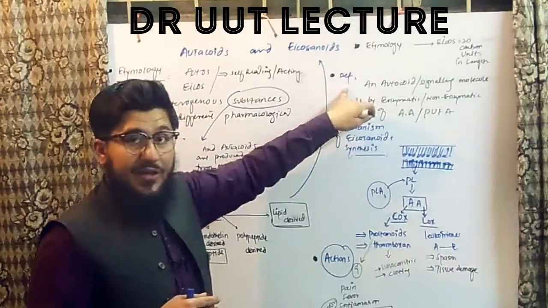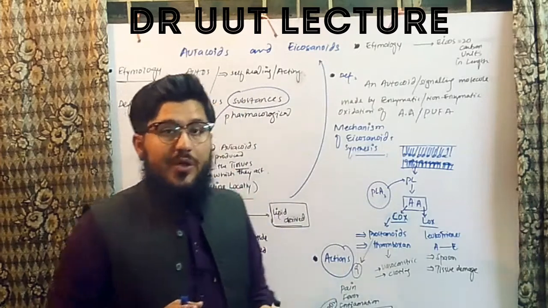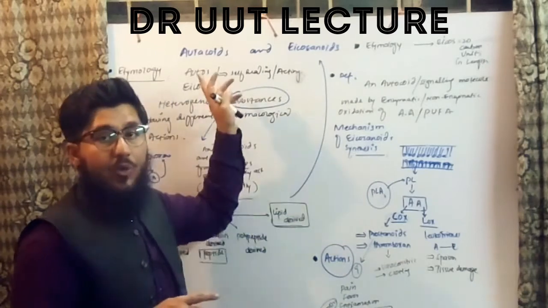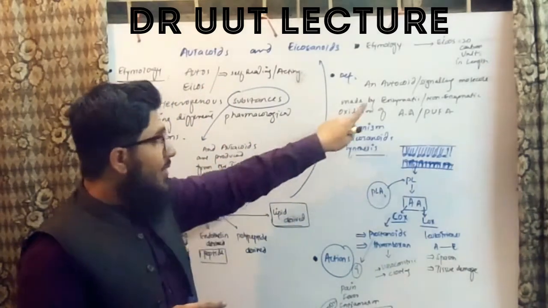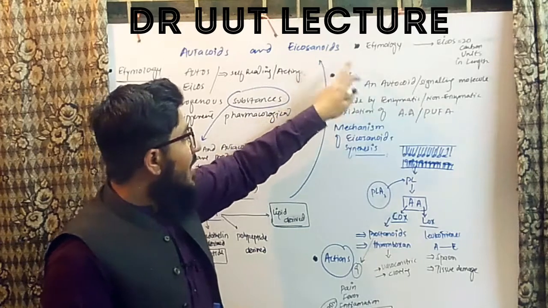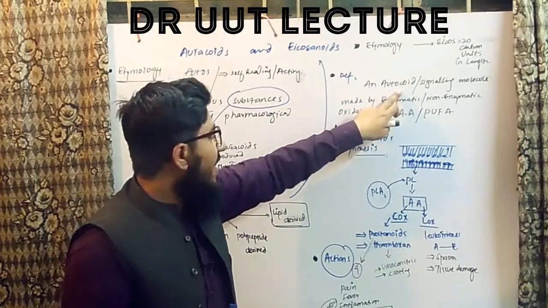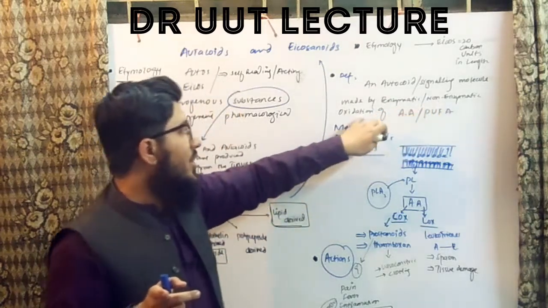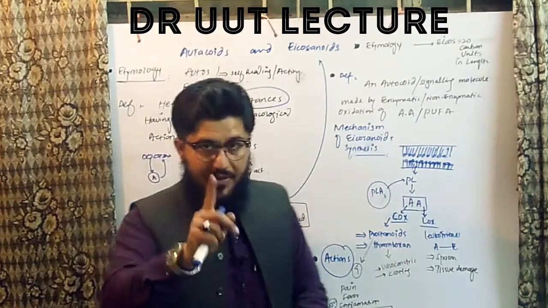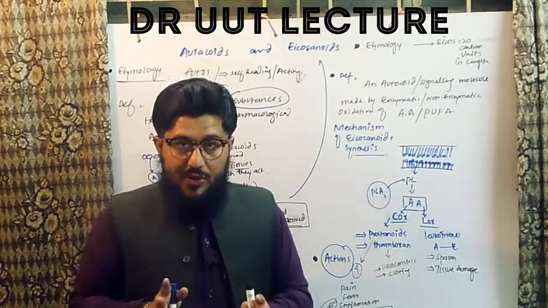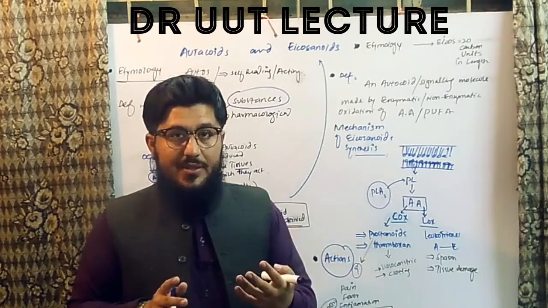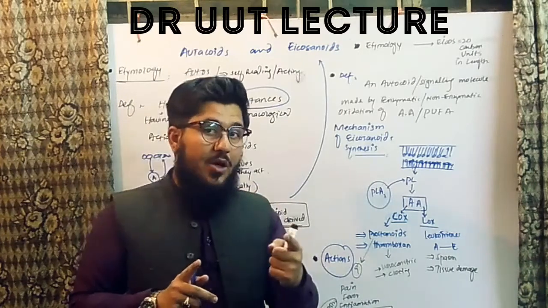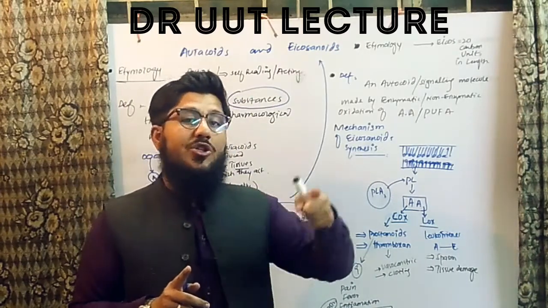Now let's come towards the definition. How will we define these eicosanoids? We got one definition from here, that the eicosanoids are the lipid derived autacoids. This was our first definition. Now let's come towards the second definition. The eicosanoids are the autacoids that are produced by the enzymatic or non-enzymatic oxidation of arachidonic acid. Second definition: what are the eicosanoids? They are the autacoids which are produced by the enzymatic or non-enzymatic oxidation of arachidonic acid.